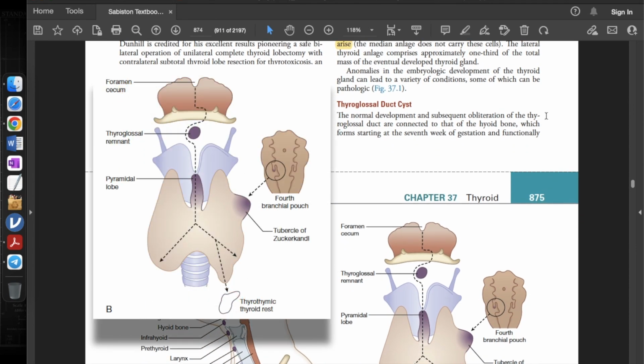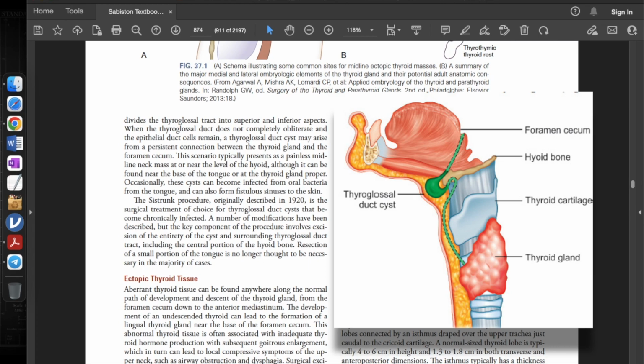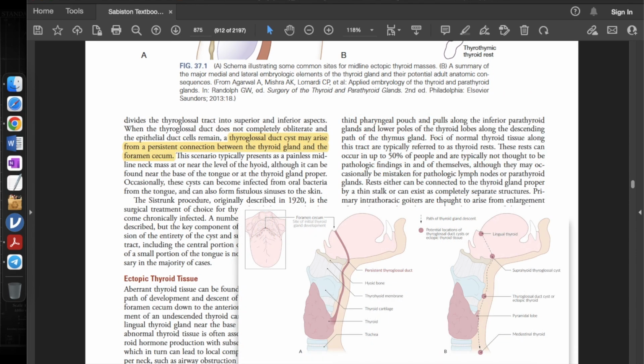The normal development and subsequent obliteration of the thyroglossal duct are connected to that of the hyoid bone, which forms starting at the 7th week of gestation and functionally divides the thyroglossal tract into superior and inferior aspects. When the thyroglossal duct does not completely obliterate and the epithelial duct cells remain, a thyroglossal duct cyst may arise from a persistent connection between the thyroid gland and the foramen cecum. This scenario typically presents as a painless midline neck mass at or near the level of the hyoid, although it can be found near the base of the tongue or at the thyroid gland proper.